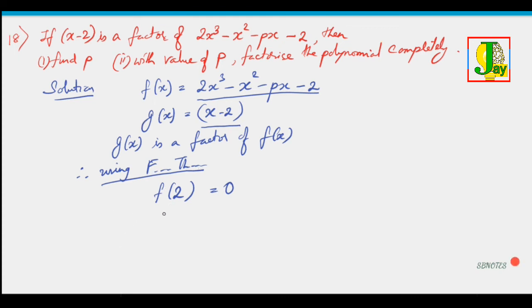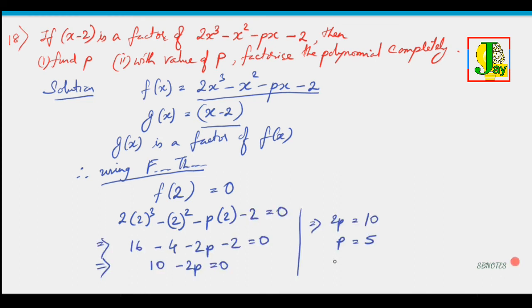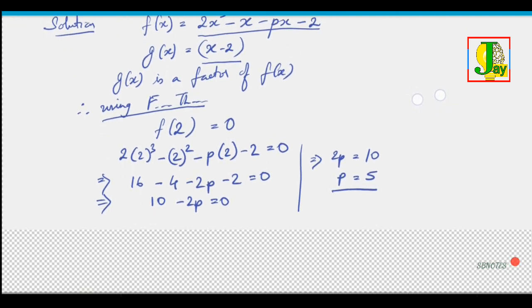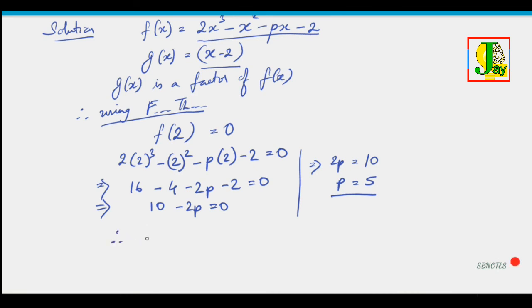So 2 into 2 cubed minus 2 squared minus p into 2 minus 2 equals 0. So we get p equals 5. Therefore f(x) equals 2x cubed minus x squared minus 5x minus 2. Now we divide this expression by x minus 2. Do it and come back later to check whether you have done it right.